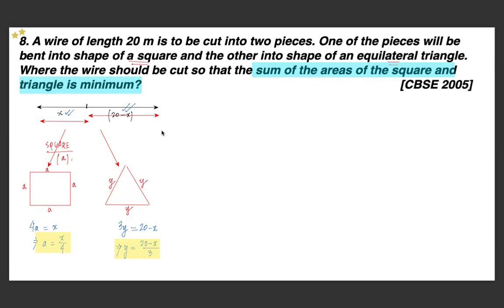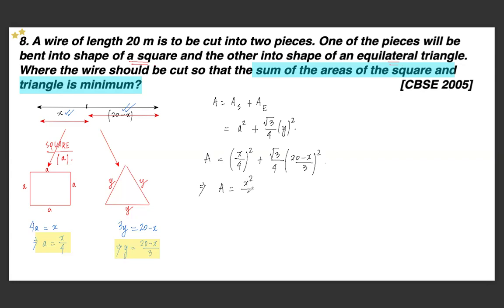So we'll first create the equation for the area. Capital A is equal to area of square plus area of equilateral triangle. Area of square is side square and area of equilateral triangle is √3 by 4 into side square. We can see that the value of small a is x by 4. So basically we got x by 4 whole square, and this is √3 by 4. The value of y we have is 20 minus x by 3, whole square. This is capital A. Let us simplify it a little more.